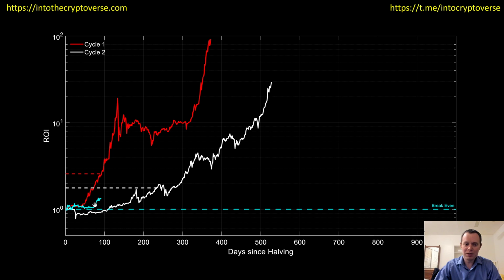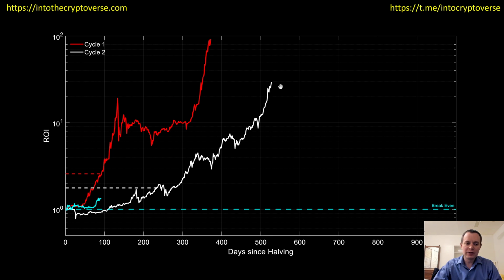So right now the ROI from the halving is currently above where it was from the second cycle. But at some point during this cycle, I think we will cross over the second cycle and then continue on up, just at a slower rate. Like, I don't think we're going to see the same type of ROI from the halving.